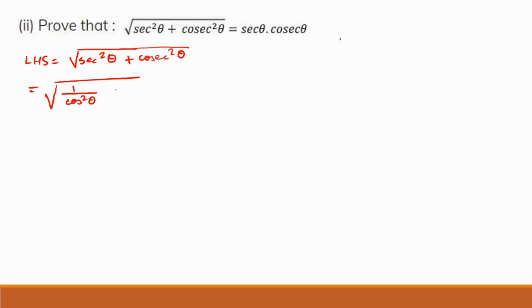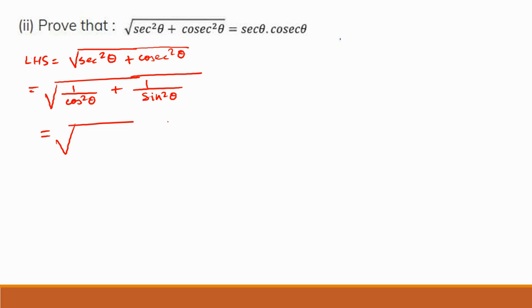Prove that root over sec squared theta plus cosec squared theta equals sec theta times cosec theta. Now start from the LHS. Either write LHS or no need to write LHS, that's fine. But sec squared theta plus cosec squared theta equals 1 by cos squared theta plus 1 by sin squared theta, right?